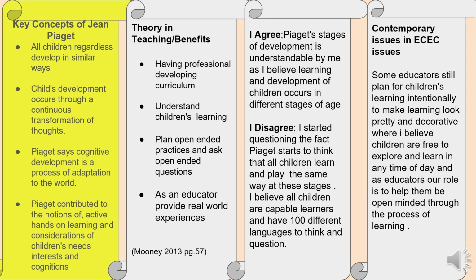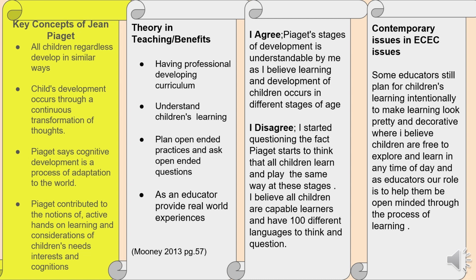I just want to talk about the key concepts of Jean Piaget, that he thinks all children, regardless, develop in similar ways. Children's development occurs through a continuous transformation of thoughts. Piaget says cognitive development is a process of adaptation to the world, where they start to use their logical senses to connect themselves to the world around them. Piaget contributed to the notions of active hands-on learning and consideration of children's needs, interests, and cognitions.